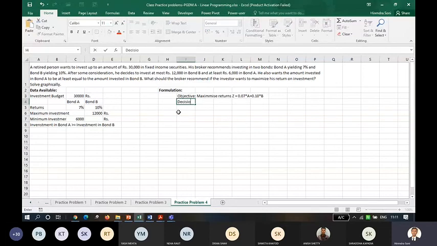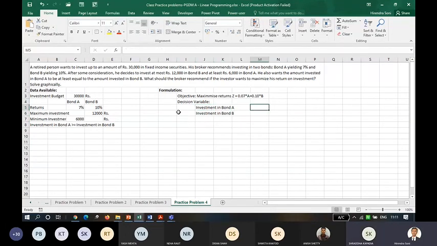Decision variable. Investment in bond A. Second is investment in bond B. हम लोग उसके लिए यूज क्या कर रहे हैं? इसके लिए हमने A लिया, इसके लिए B ले लिया. Easy. Now our constraints. Are we able to follow? या मैं अकेले ही अपनी गाड़ी चला रहा हूँ? Following, sir. Yes, sir.